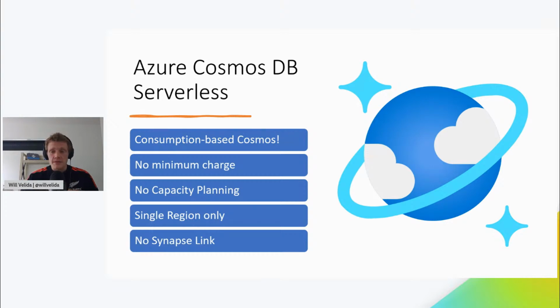There are some differences. So some of the limitations with Azure Cosmos DB Serverless: you can only have a single region. It's not possible to add additional Azure regions to a serverless account once you create it. And it's also not possible to enable the Synapse Link. So if you're using Azure Synapse to run some analytical workloads on top of your Cosmos DB data, you're not able to do that using Cosmos DB Serverless.